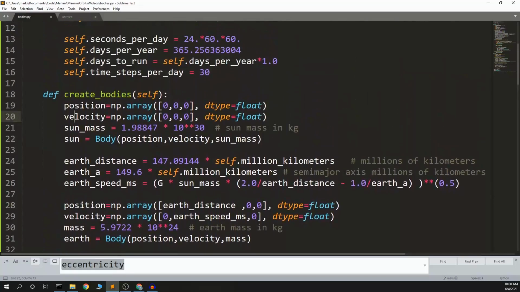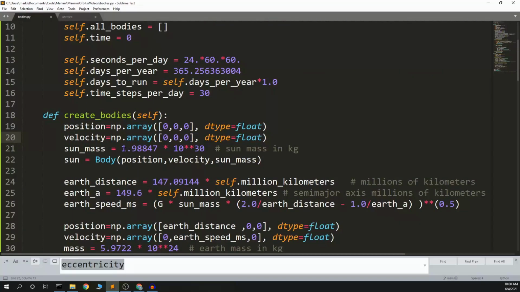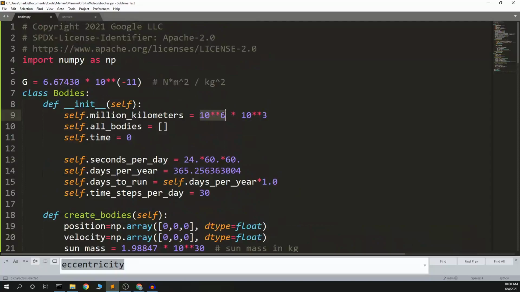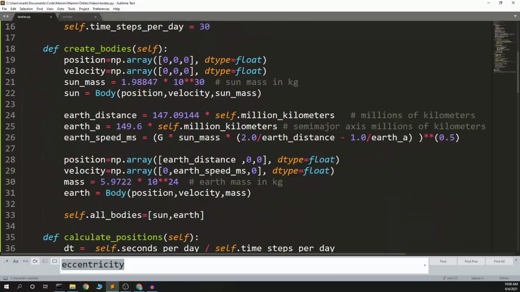And then we create the sun position, which has a mass of 1.98 times 10 to the 30th kilograms. And I just stuck it at 0, 0, 0 with zero velocity. The Earth has a position at perihelion of right around 1.47 times a million kilometers. And its semi-major axis is a little bit bigger, 1.496 times a million kilometers. And here a million kilometers is 10 to the 6 for the million and 10 to the 3rd to change from kilometers to meters. And this ultimately gives us the Earth's speed at its closest approach in meters per second. And this is the Earth's mass in kilograms.